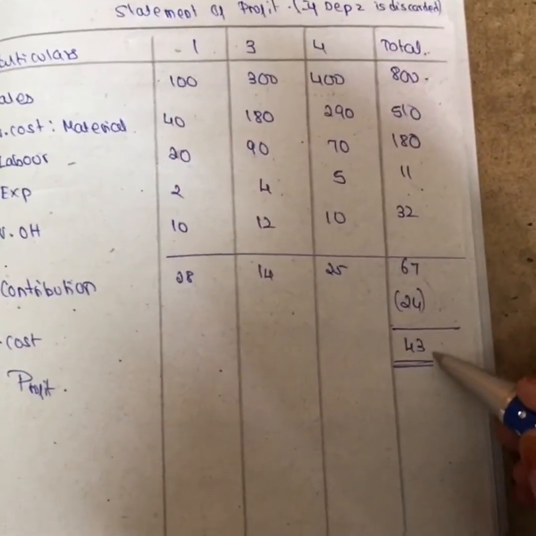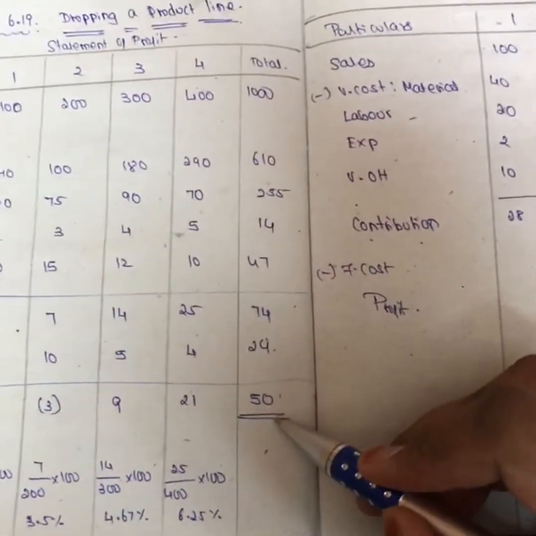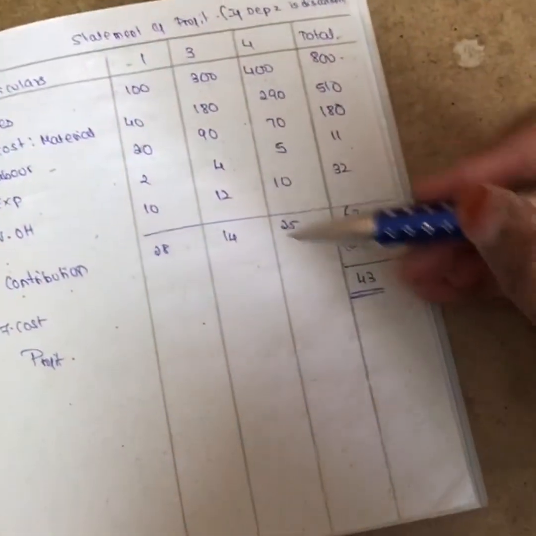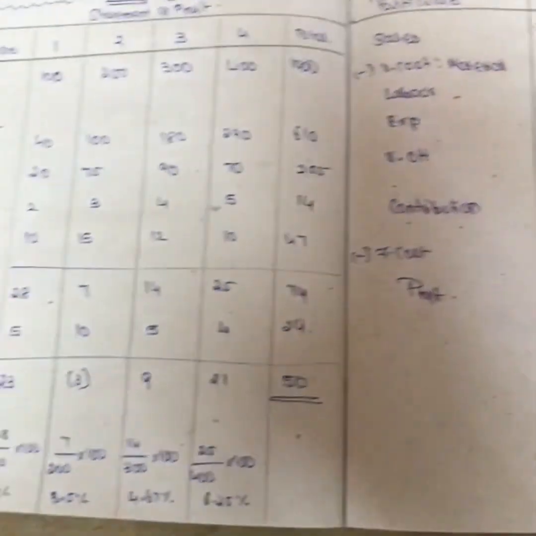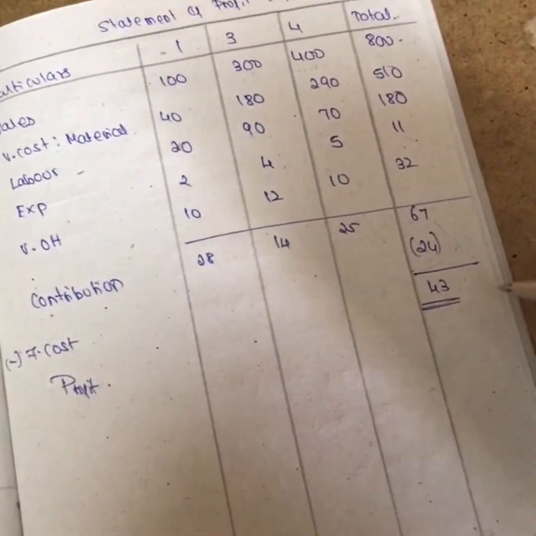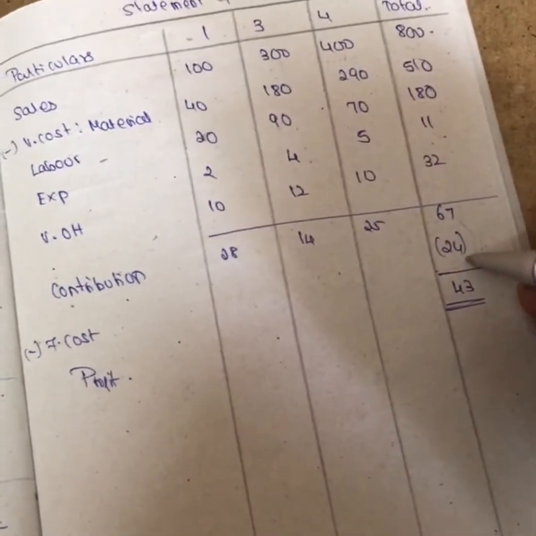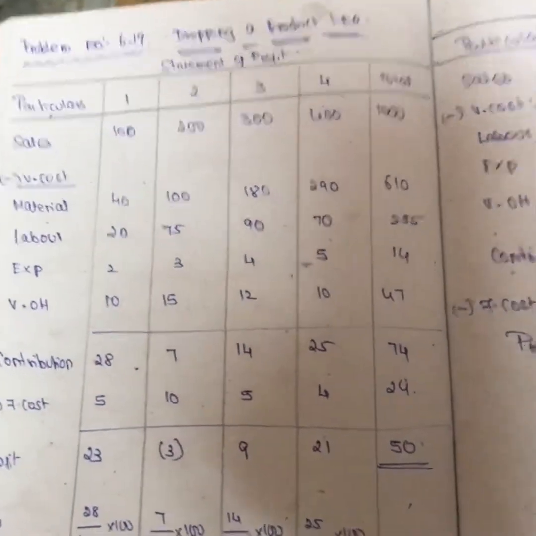My profit is 43. So if I don't remove department 2, my profit is 50. If I remove department 2, my profit is 43. Obviously my profit has been reduced. Now tell me, girls, whether I have to remove department 2 or not. Obviously I should not remove department 2, because here we are getting the profit less only because of the fixed cost. But comparatively our contribution and our variable cost is good enough. That gives us a good profit.